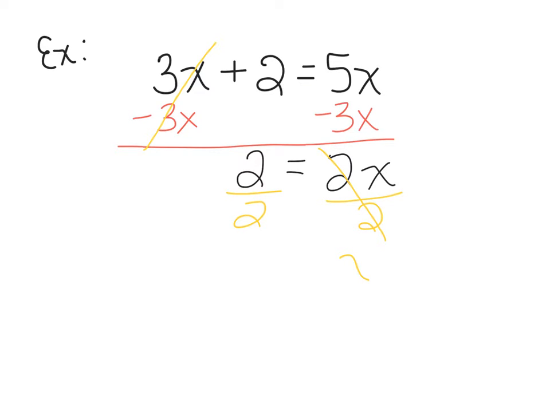It's a different color. Let's do this. Okay, so x right here, and then 2 divided by 2 right here is 1.